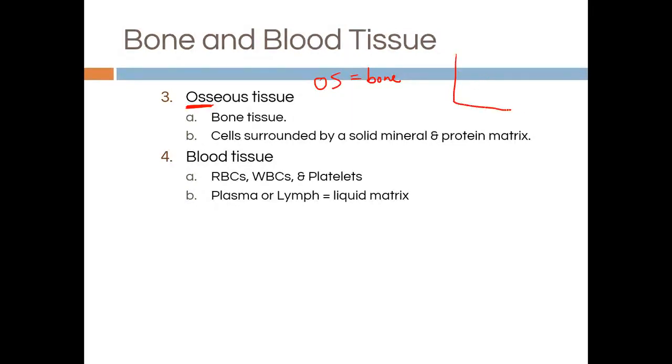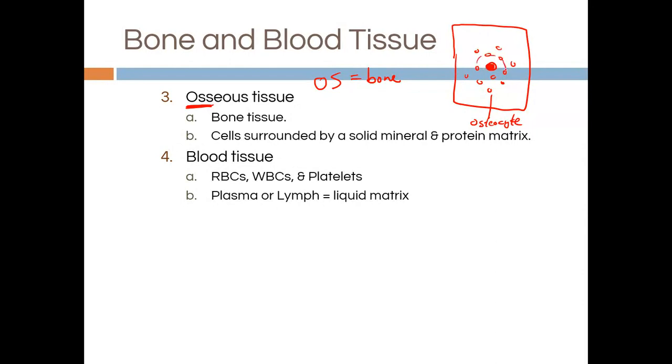Osseous tissue is interesting. When you look at this, you will see a central blood vessel, and then around that are a whole bunch of cells known as osteocytes. And those osteocytes form a set of rings around this blood vessel. And they're embedded inside of this solid matrix.